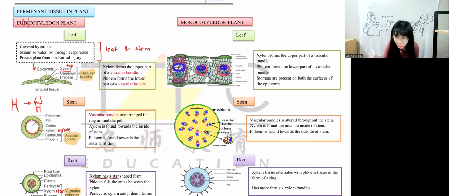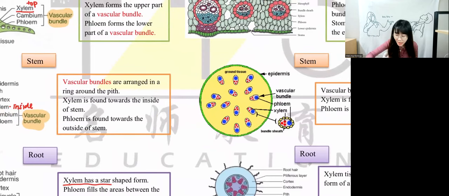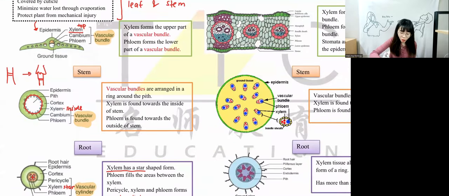The bottom is phloem. For stem, xylem is inside, phloem is outside. Same thing, the one inside, red color one, is xylem. The one that is outside is phloem. The difference between these two stems is that eudicot forms a ring shape. For monocot, they have no pattern. It's scattered around, all over randomly placed. Even though they are random, the xylem is still inside, the phloem is still outside, with a correct arrangement.